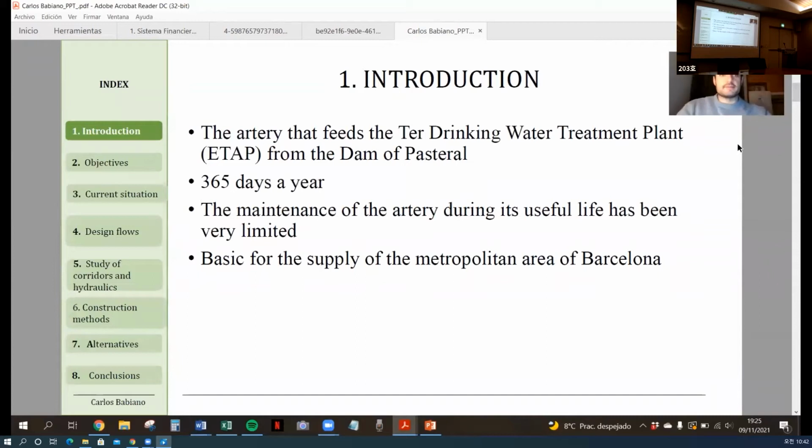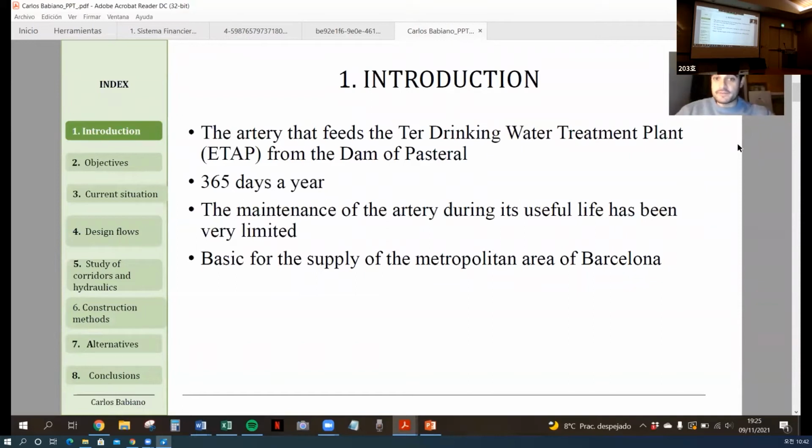About the introduction, the artery feeds the entire drinking water treatment plant from a river, a very important river in Catalonia. Catalonia is a region in Spain. And the Ter is a very important river that feeds Barcelona's water. So this artery feeds the entire drinking water treatment plant from the dam of the Pastoral, as I said, and it does it during the whole year.